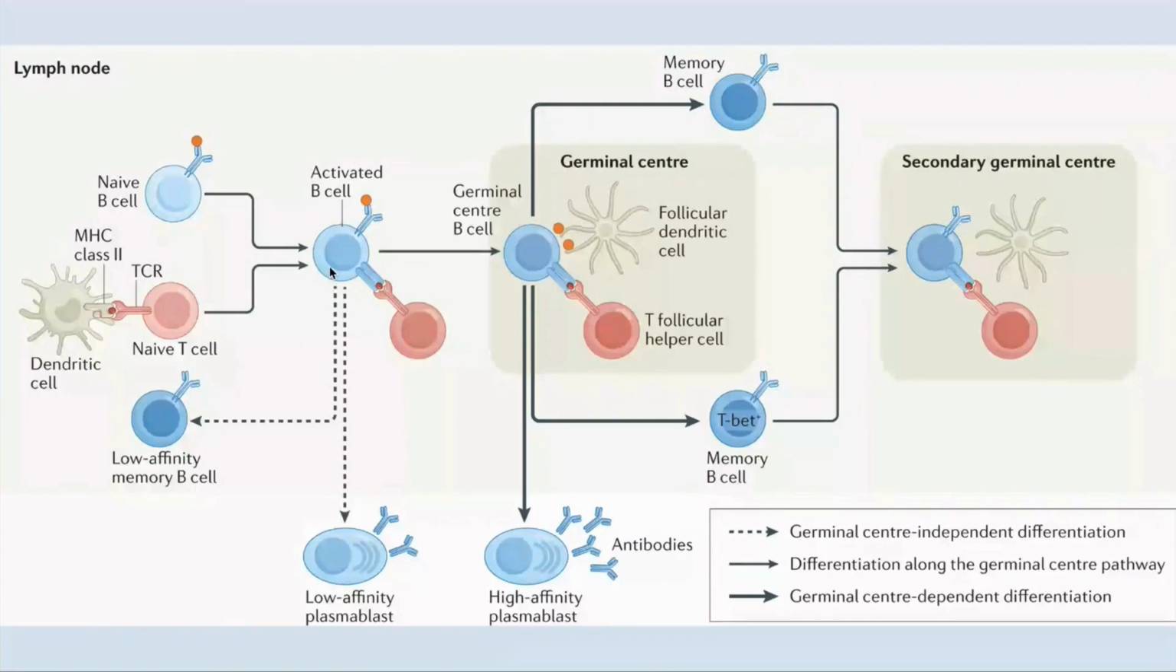Some of these guys can also go to secondary germinal centers and let the follicular T helper cells know what's going on locally. And then from there, can be primed for subsequent infection.